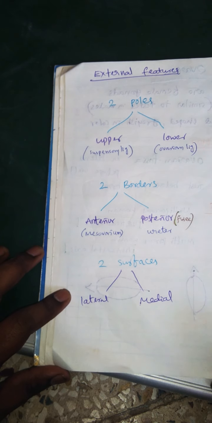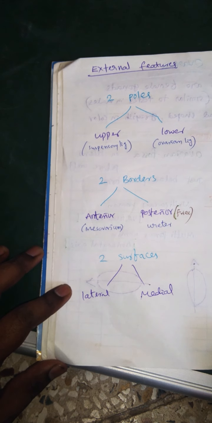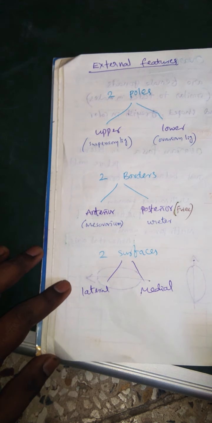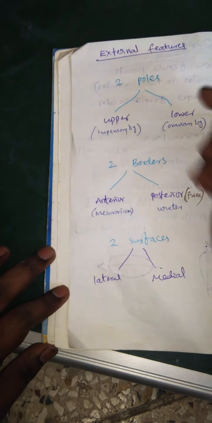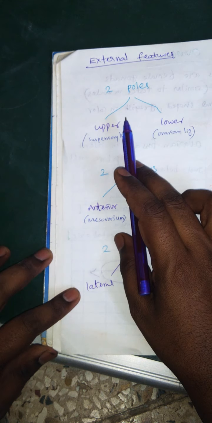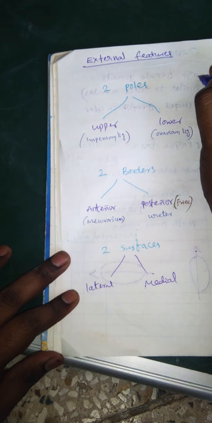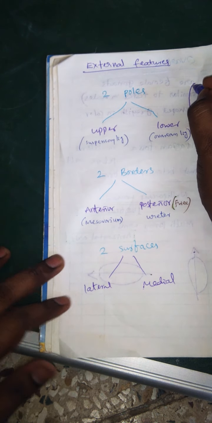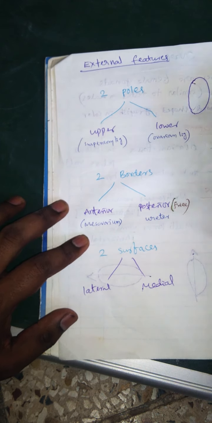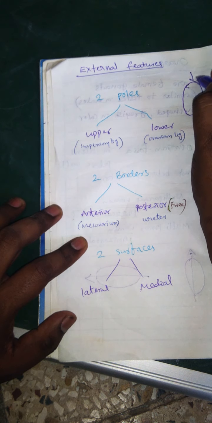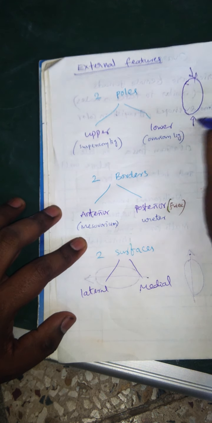External features: ovaries consist of two poles, two borders, and two surfaces. Poles: it has an upper pole and a lower pole. You can see over here it has two poles. This is one pole, the upper pole, and this is the lower pole.